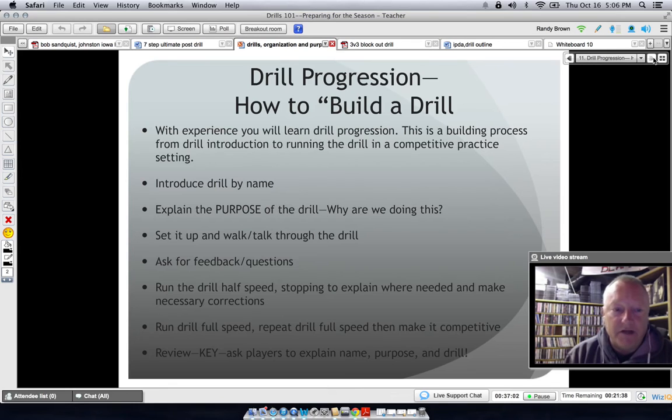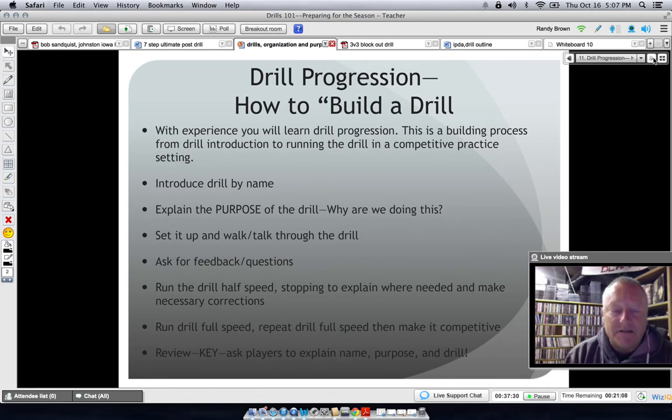Second, like we said, explain the purpose of the drill. Specifically, why are we doing this drill? And what is it that we want to become an expert in? Vision, help side, on-ball screening, defense, whatever the case may be, blocking out. Okay, explain the purpose of the drill. Kids must know, why are we doing this drill?